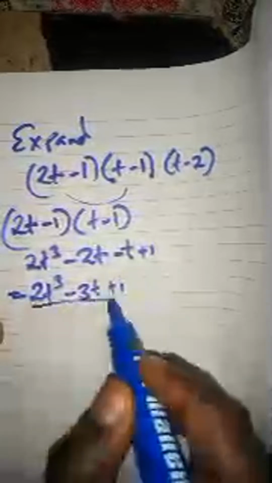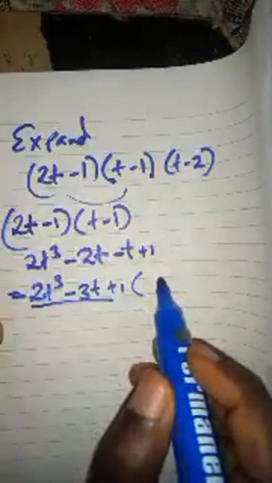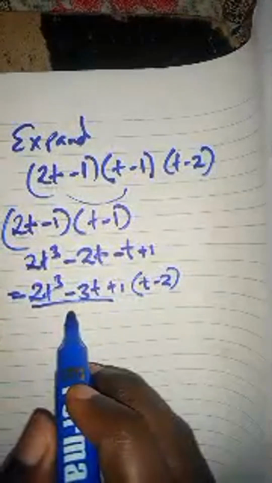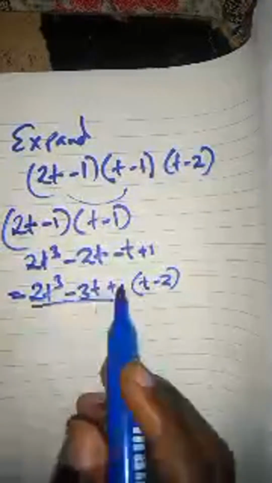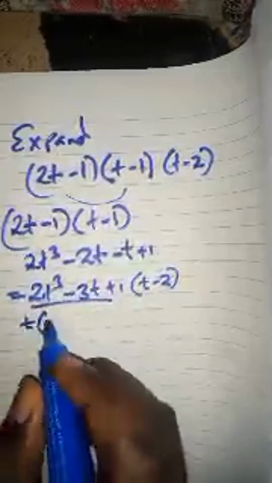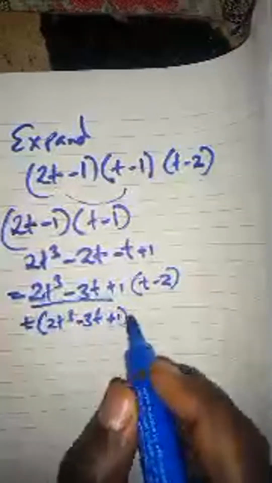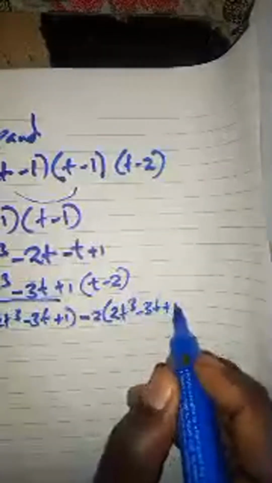I want to multiply it with t minus 2. So that means I'll take t multiplied by that. So it is t multiplied by 2t squared minus 3t plus 1. Then minus 2 multiplied by again the whole of it. So it is 2t squared minus 3t plus 1.